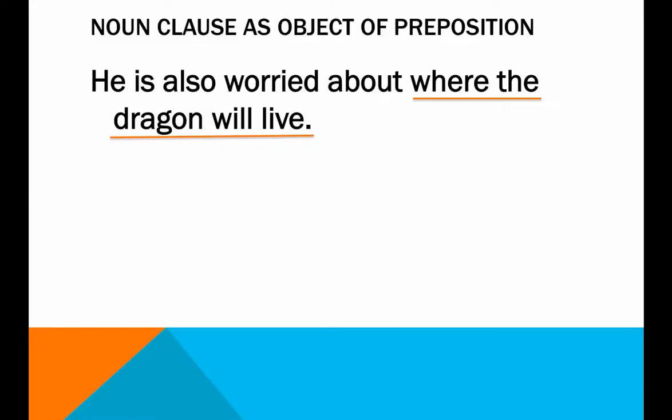That entire word group is the object of the preposition about. He is also worried, if it just said he is also worried about the dragon as a single word, would pretty clearly be the object of that preposition. But the same thing is essentially happening here. I just have an entire group of words where the dragon will live instead of the single word dragon.